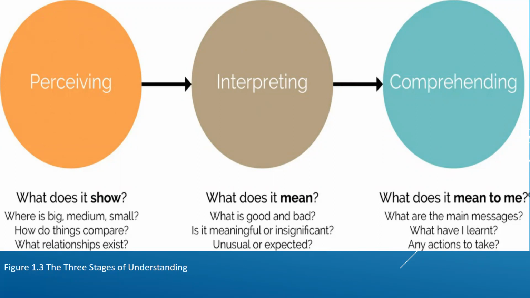The interpreting part is that I will be understanding what the data means, what is good and what is bad of it. Is it meaningful or insignificant? Is it usual or unusual? Is it expected or unexpected? The comprehending part mainly means the understanding part, which means, what does this data mean? Where are the main messages? What have I learned? Any actions that I should be taking?